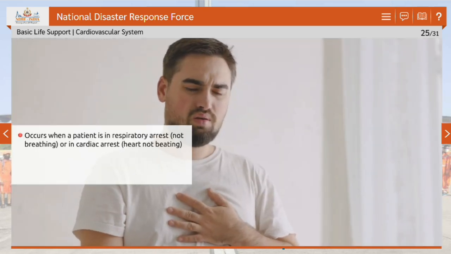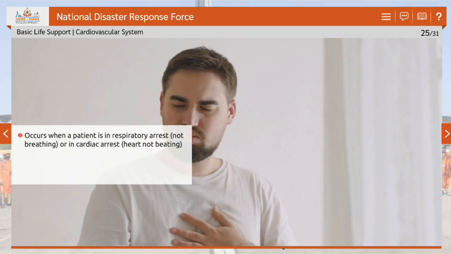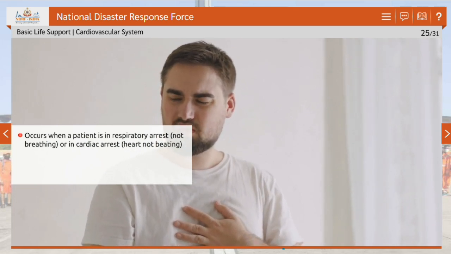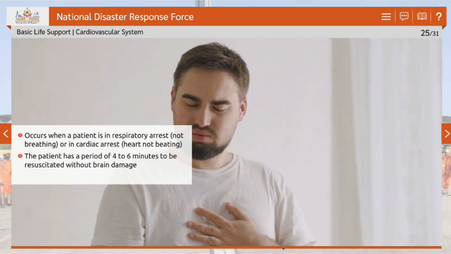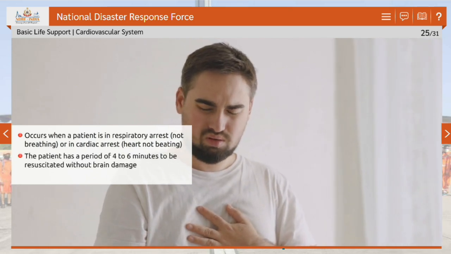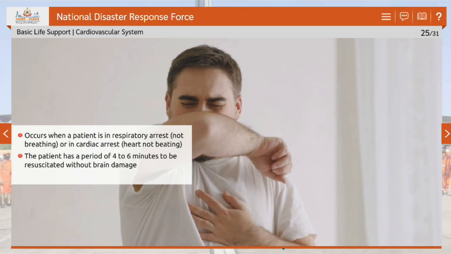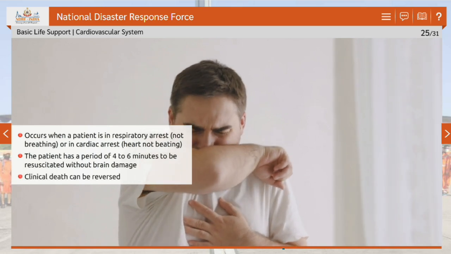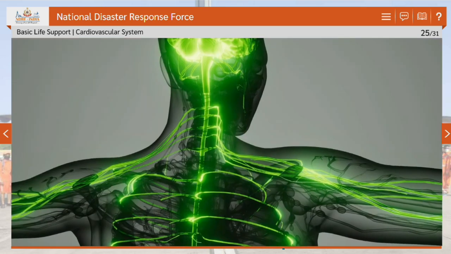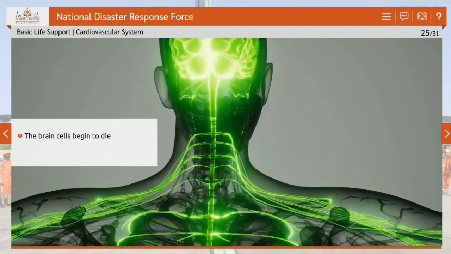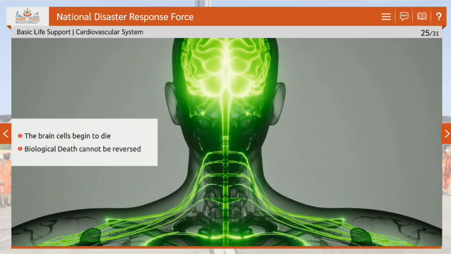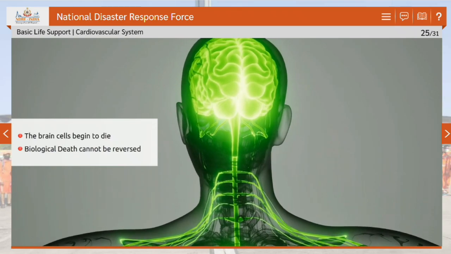Clinical death occurs when a patient is in respiratory arrest, not breathing, or in cardiac arrest, heart not beating. The patient has a period of 4 to 6 minutes to be resuscitated without brain damage. Clinical death can be reversed. Biological death occurs when the brain cells begin to die. Biological death cannot be reversed.